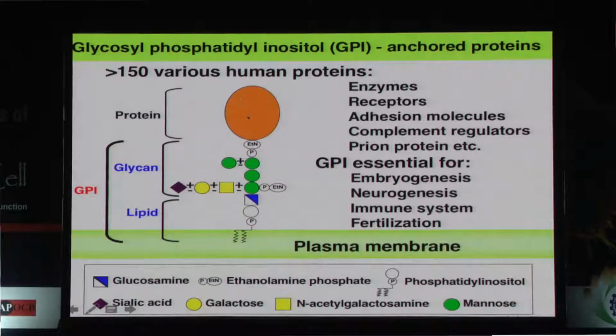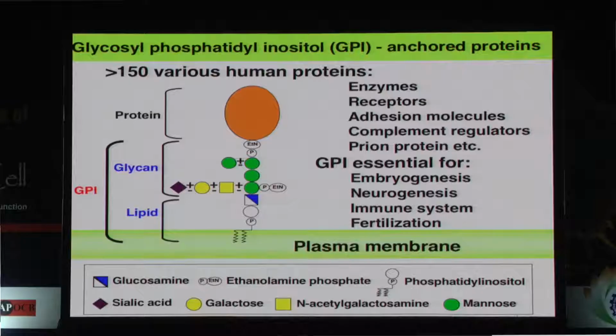The functions of the protein parts are various. There are many cell surface enzymes, such as alkaline phosphatase and other hydrolytic enzymes. There are many receptors, adhesion molecules, and complement regulators. And complement regulators are one of the topics of my talk. And the prion proteins and others are GPI-anchored. Because GPI anchoring is critical for the surface expression of those 150 human proteins, GPI biosynthesis is essential for embryogenesis, neurogenesis, immune system, and fertilization.